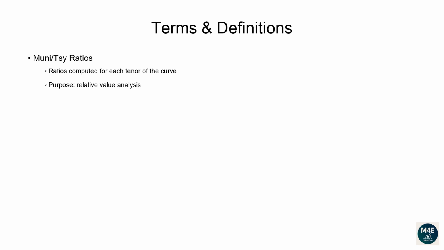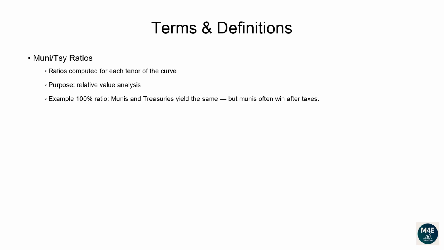Why do we compute ratios? They are one way portfolio managers and traders measure the relative value between municipal bonds and treasuries. Treasuries are the risk-free benchmark, backed by the US government. Munis are obligations issued mostly by states and cities. Therefore, professionals want to know, am I getting enough extra yield in munis compared to risk-free treasuries?